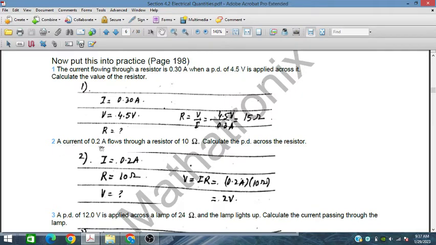Secondly, a current of 0.2 amperes flows through a resistor of 10 ohms. The resistance is 10 ohms and the current flowing through that resistance is 0.2 amperes. Calculate the potential difference across the resistor. So the potential difference has to be found. V is equal to IR. I is 0.2 ampere and the resistance is 10 ohms, so 10 multiplied by 0.2 is 2 volt.